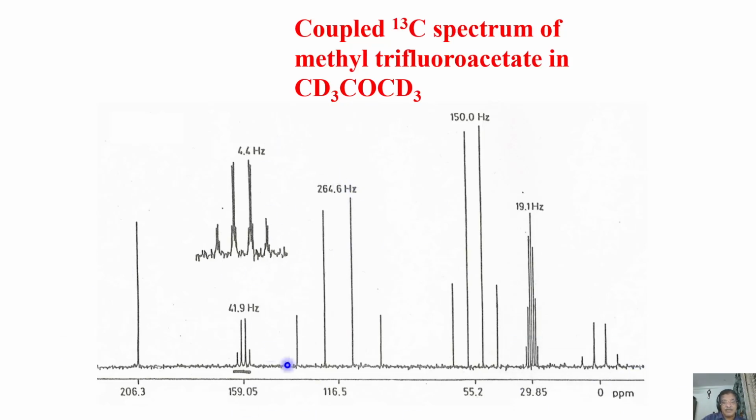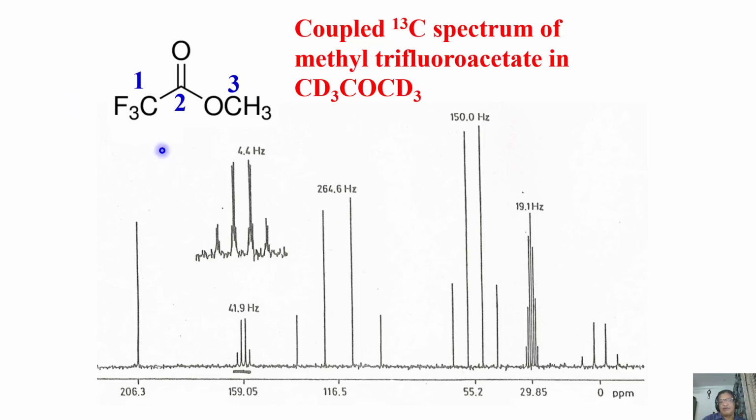Of course, you possibly all know this. In the previous example we saw the CF3 carbon coming in the downfield, somewhere around this region. My first guess is that this could be the CF3 carbon. First we write the structure. This is the structure of methyl trifluoroacetate. With some assumption we have to start, and then prove it later.